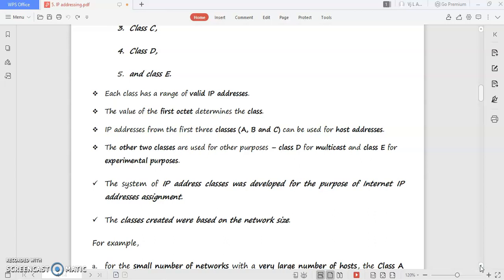Each class has a range of valid IP addresses. So the value of the first octet determines the class. Each class has a valid IP address, and the value of the first octet determines the class. So let's have an example.